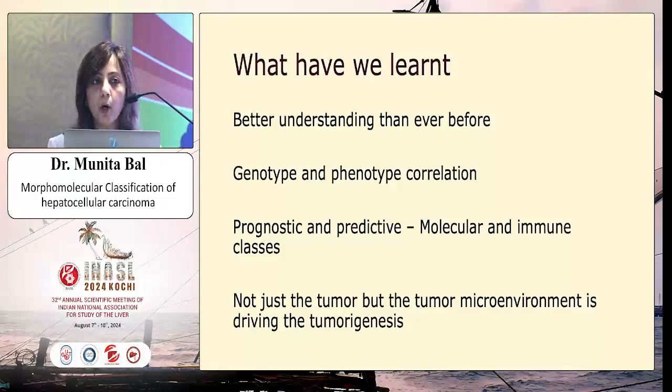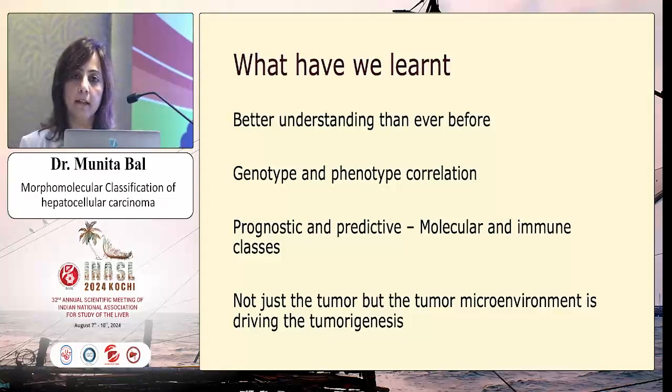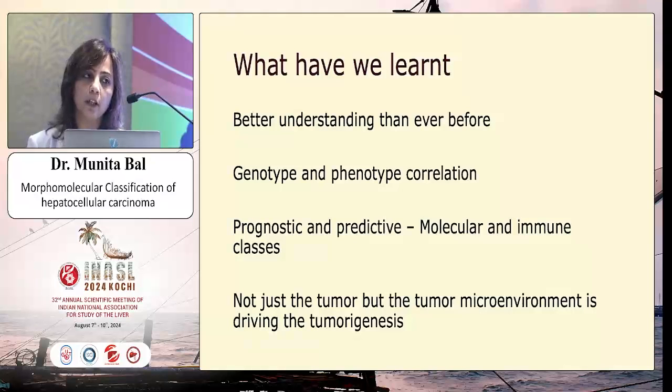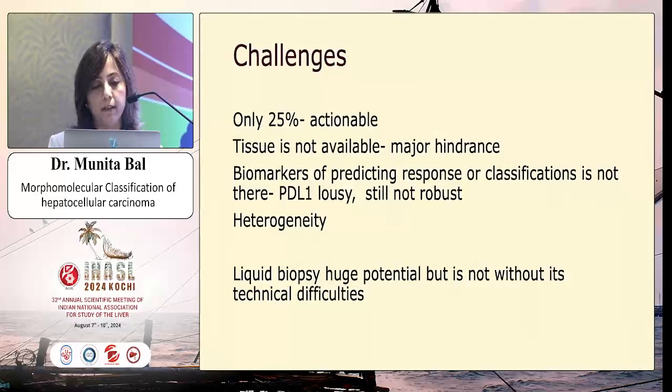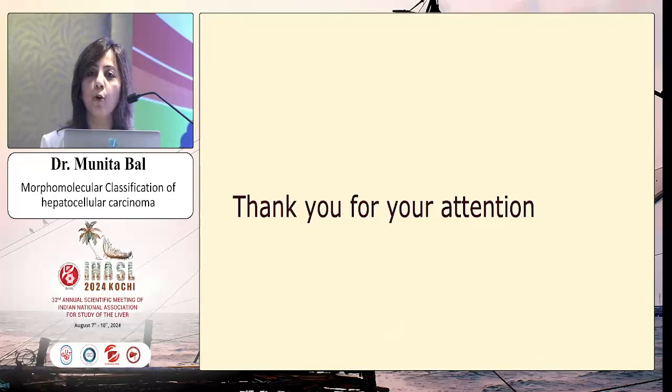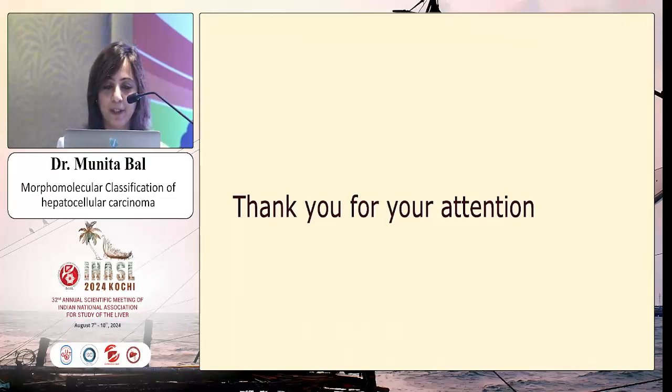So what we have learned is basically that we have better understanding. There is a morphologic, genotypic, and phenotypic correlation that goes very well. And molecular and immune classes in HCC are both prognostic and predictive. And it is not just the tumor, but also the tumor microenvironment that is driving this hypothesis. There are lots of challenges because of the disease, but hopefully with all this information, we will move towards a solution. Thank you.